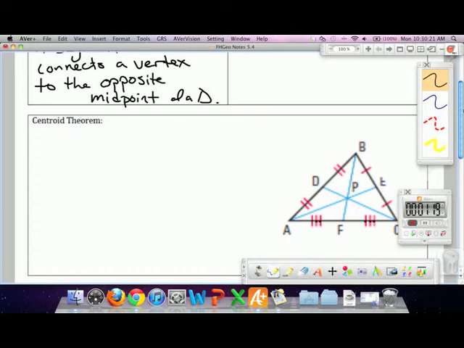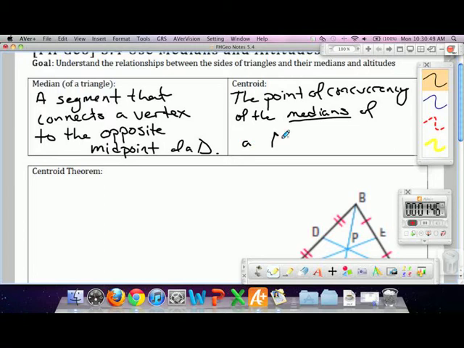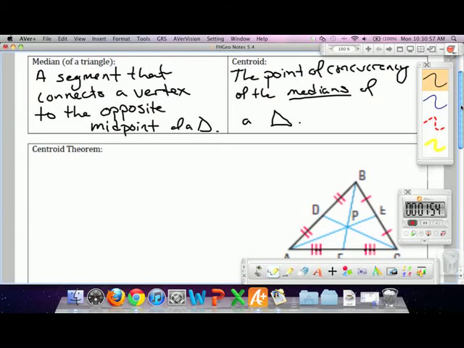Also, it's hopefully not a secret, since I put this diagram in, that the medians of a triangle are concurrent, meaning they all intersect. That point of concurrency is called a centroid. The point of concurrency of the medians of a triangle. That point where the three medians intersect, like on our diagram here, is called the centroid. In the diagram below, P is the centroid of this triangle.